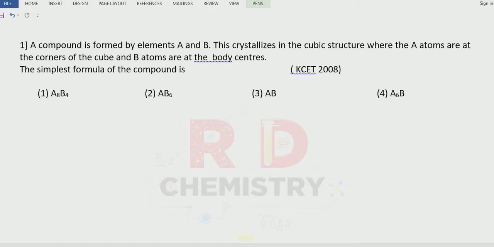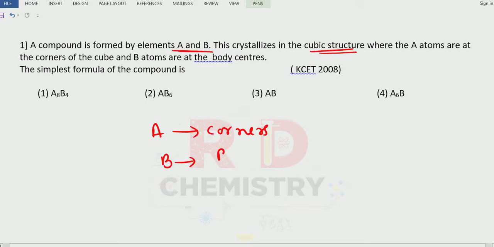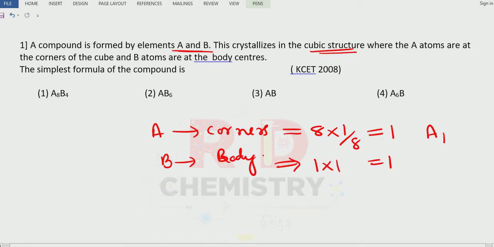Question number 1. A compound is formed by the elements A and B. This crystallizes in the cubic structure where A atoms are at the corners and B atoms are at the body center. So what is the simplest formula of the compound? How many corners are there? 8 corners. What is the contribution of each corner particle? 1 by 8. So the total A particles is 1. Now the body center is right in the center of the unit cell, so its contribution is 1. Therefore, the formula should be written as A1 B1, or it is the AB type. Clear? So what is the answer? The answer is option number 3. Clear?